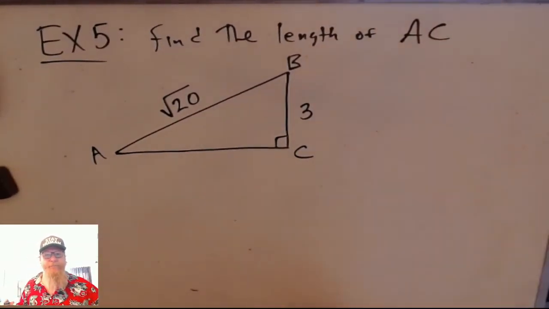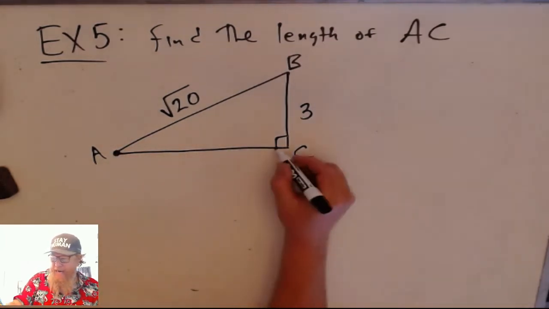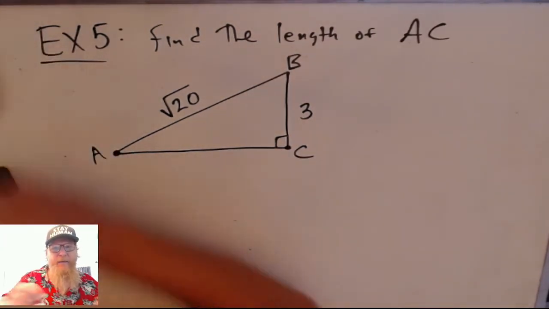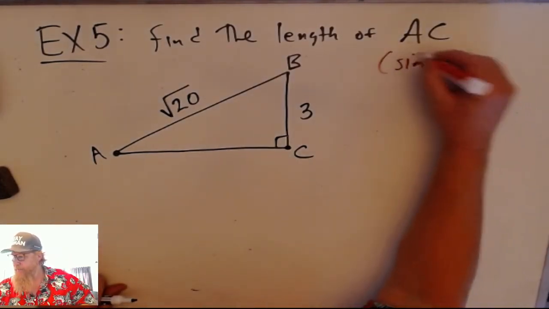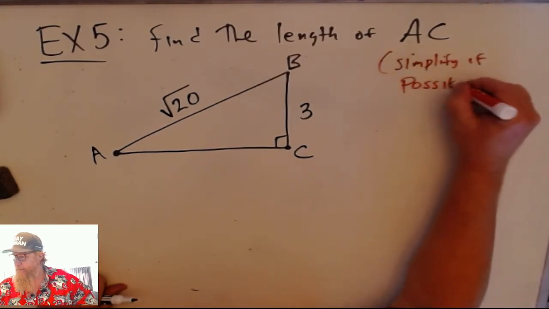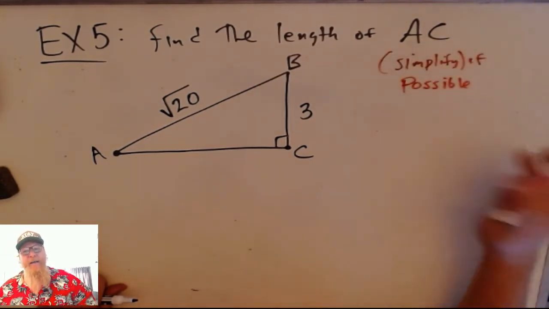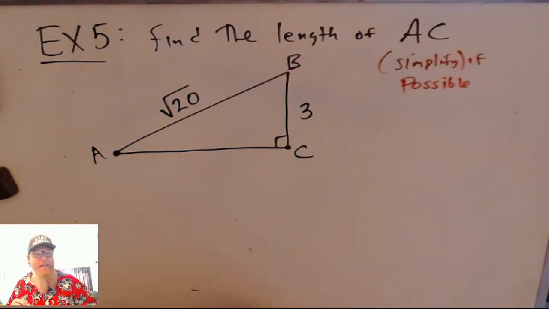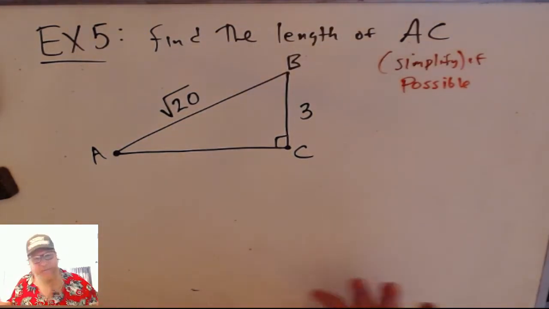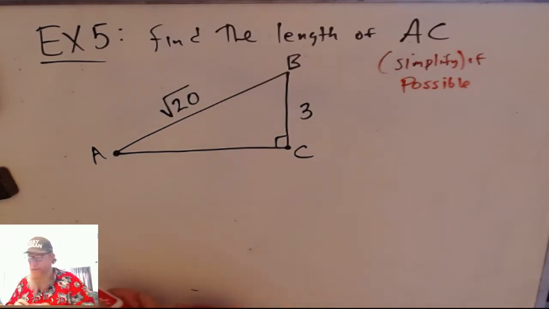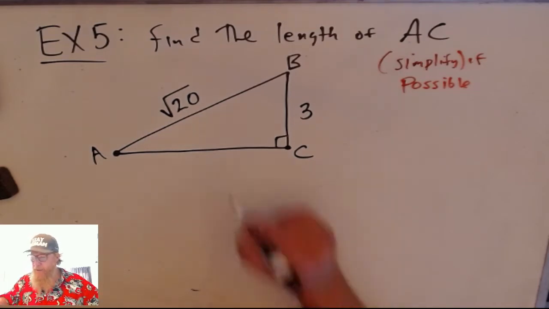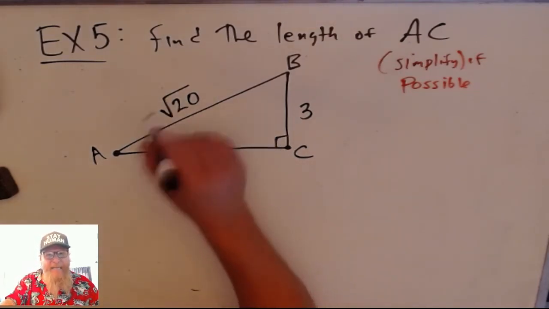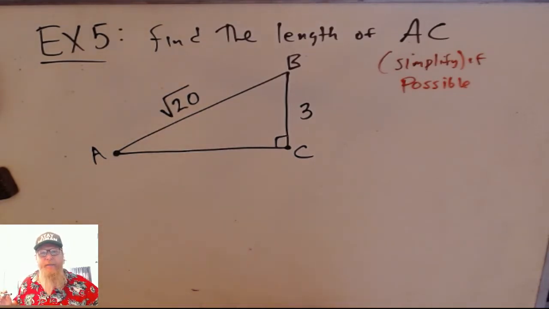There we go. So find the length of AC. Now, what I'll put over here is simplify if possible, although I really could just say simplify. Of course, I can't ask you to do something that's impossible. So sometimes I'll say simplify if possible, or simplify if necessary, or just simplify. This one's a little tricky because I put a square root in the original problem, so that makes it a little bit trickier.